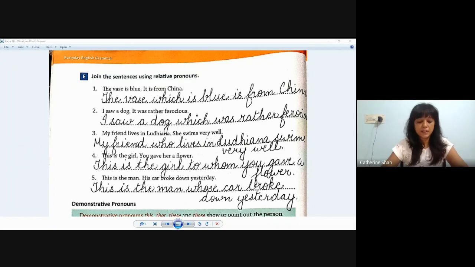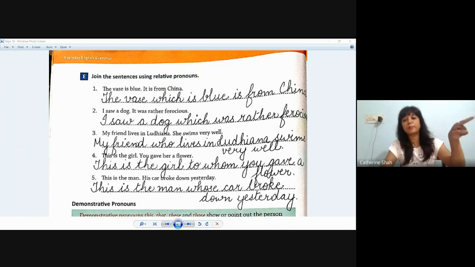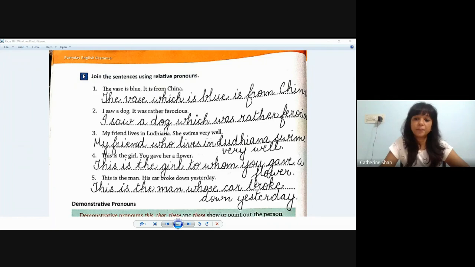Demonstrative pronouns we had done yesterday. What are demonstrative pronouns? This and that. This is used for things which are near us, and that is used for things which we need to point. That is a boy. This is a boy. Okay?